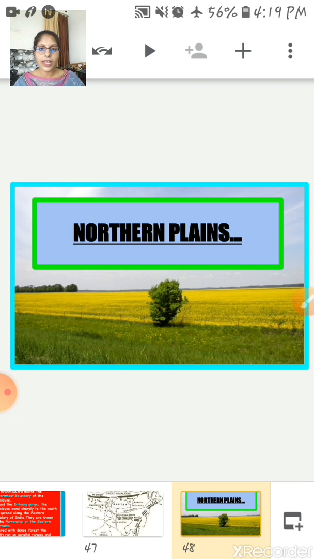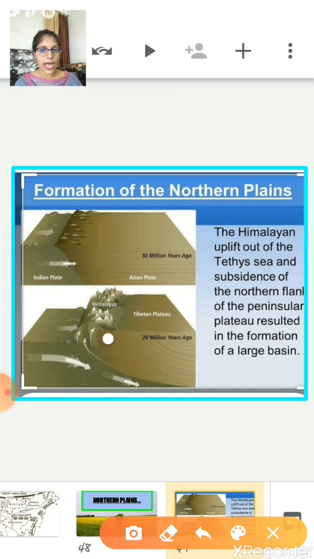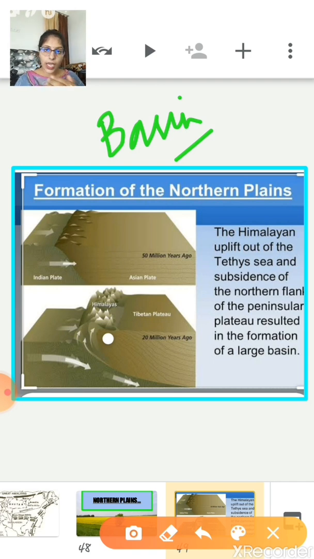So the next one is the northern plains. Let's first understand the formation of the northern plains. As we already discussed how Himalayas were formed, due to the uplift of Himalayas in the Tethys, the northern part of the Indian peninsula got subsided and formed a large basin. Now these basins were filled with the sediments from the rivers which came from the mountains in the north and from the peninsula in the south. So this extensive alluvial deposit led to the formation of the northern plains.